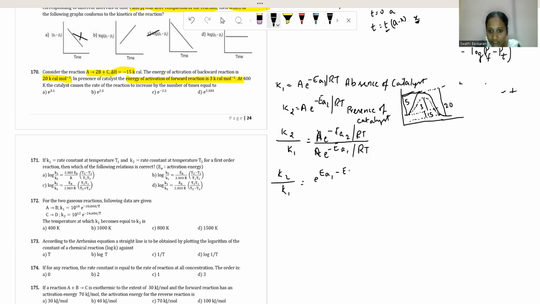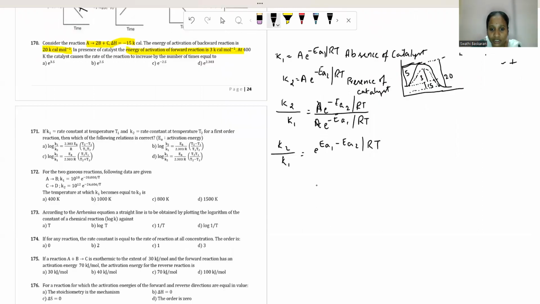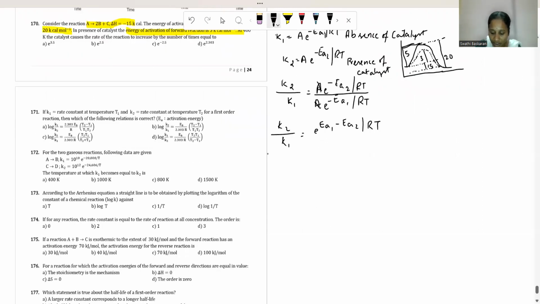EA1 minus EA2 divided by RT. Okay, now we know the values. So what values are we aware of? K2 by K1 is equal to e to the power of EA1 minus EA2 by RT. EA1 is in the absence of catalyst, so what is the activation energy of the forward reaction? That is 5. EA2 is the activation energy in the presence of the catalyst of the forward reaction.